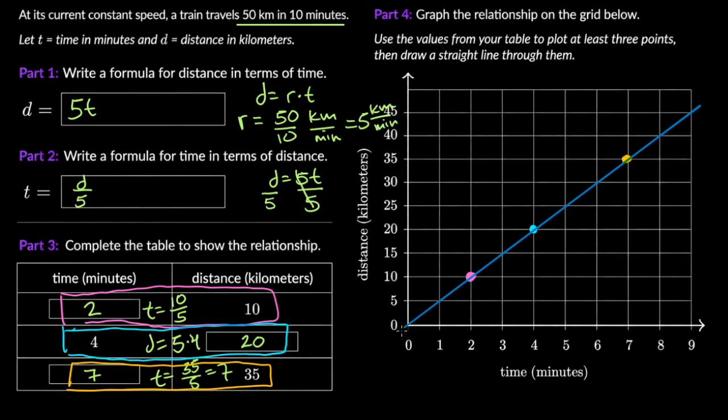It's always good to do a reality check to make sure it makes sense. At 0 time, we've gone 0 distance. And then every minute, notice, I've gone 5 kilometers. If you take the number of minutes and multiply by 5, you figure out how far you've gone. Every extra minute, I go 5 more kilometers. And it's a constant speed, so it makes sense that that trend just keeps going throughout this line.